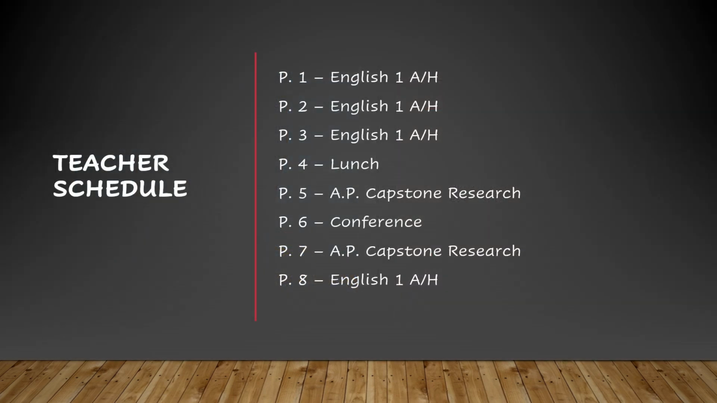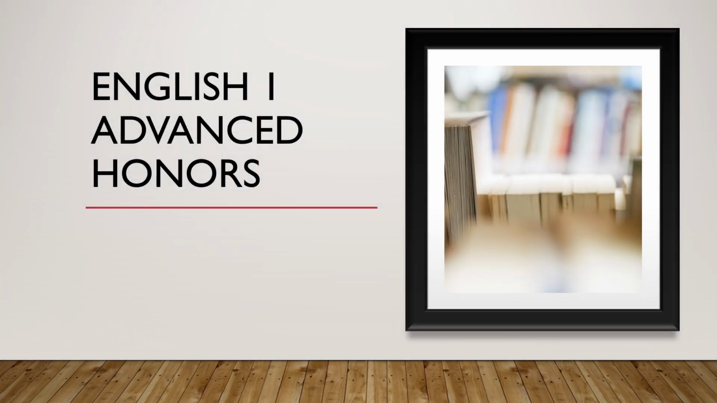This year, my schedule consists of 4 English 1 Advanced Honors classes and 2 AP Capstone Research classes. First, I'll begin with English 1 Advanced Honors. In this course, you will experience an enriched and accelerated introduction to literature through a variety of coming-of-age themes. You will also enhance your writing skills as we move through the process of responding critically to the literature covered.